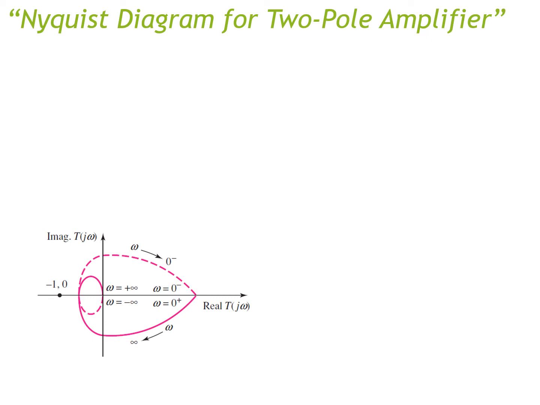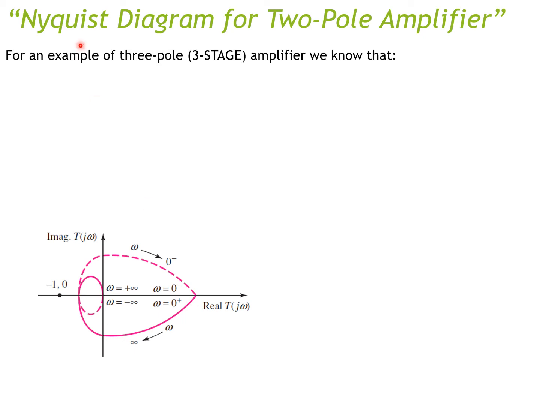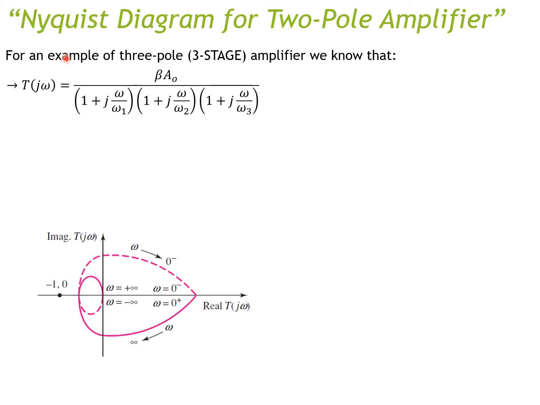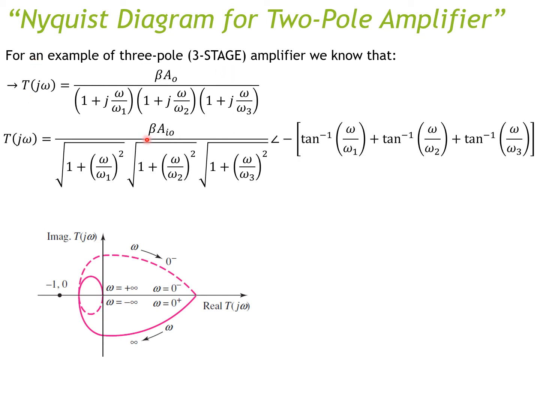All right, how about if you have three poles? I'm sorry. We have three poles. So we're going to use the example from the last lecture, with a three-stage amplifier. If we know that the loop gain complex transfer function is this, you can write it down in terms of magnitude and phase, right? So here is the magnitude and here is the phase.